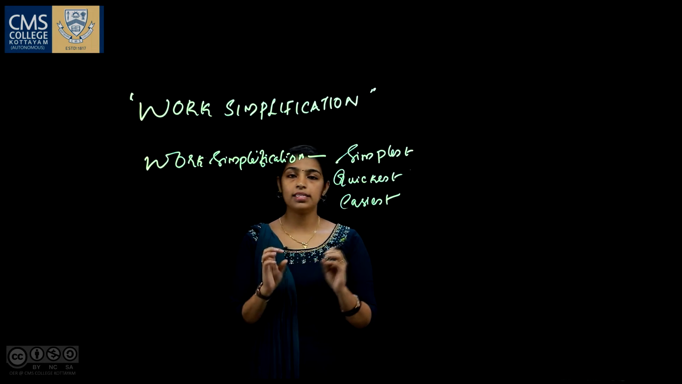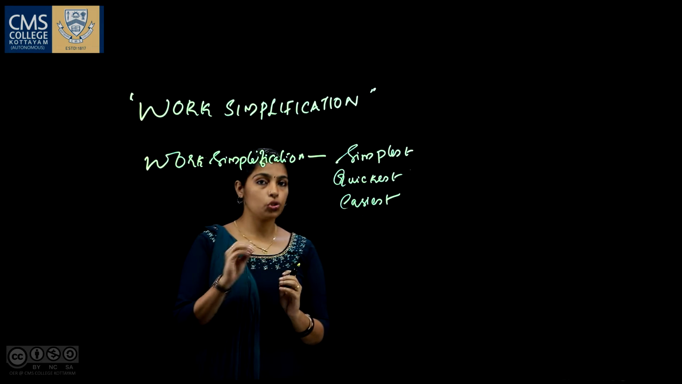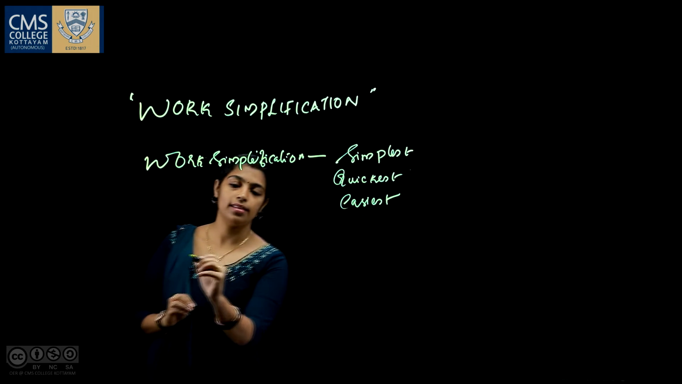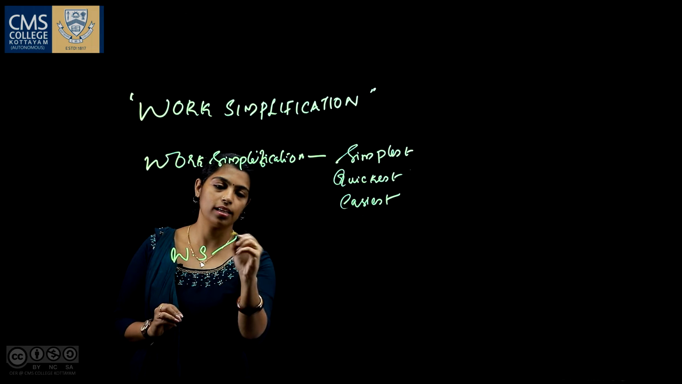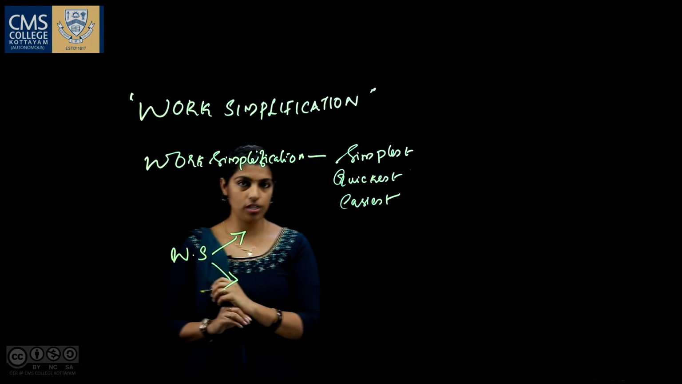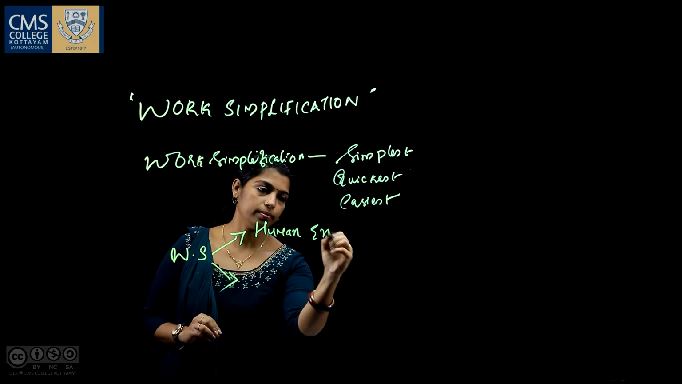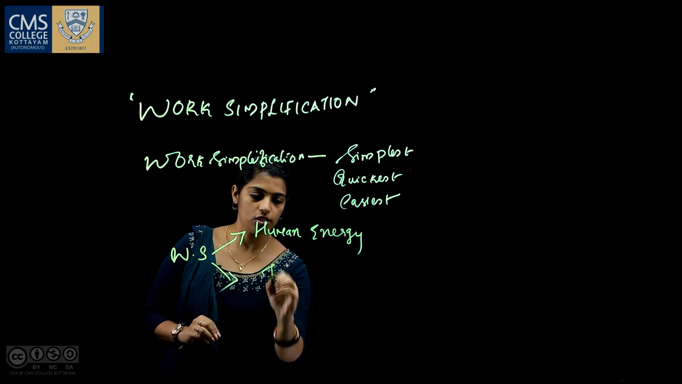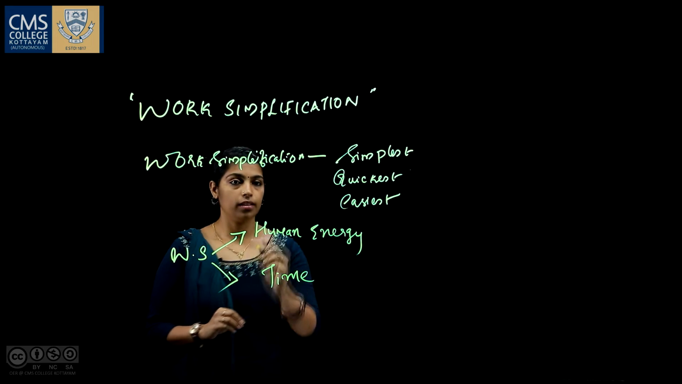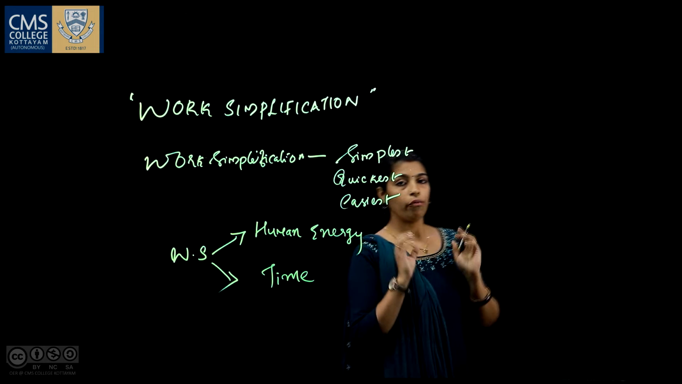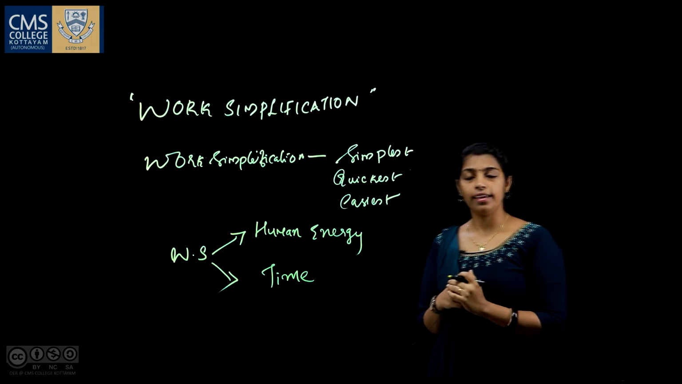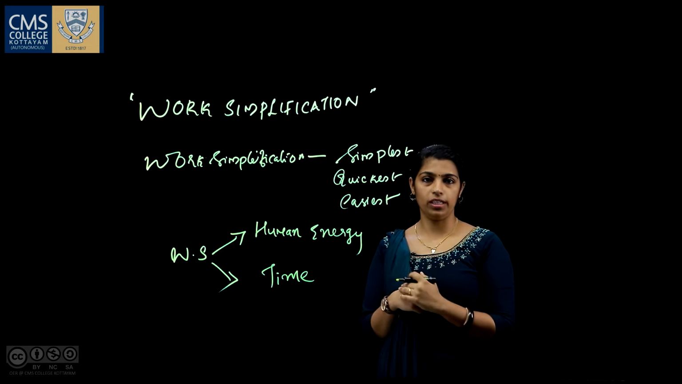We can blend the simplification of work with two major resources, that is, the major resources that are utilized in work simplification are human energy and time. These two resources, when utilized effectively, can help one to simplify the work.